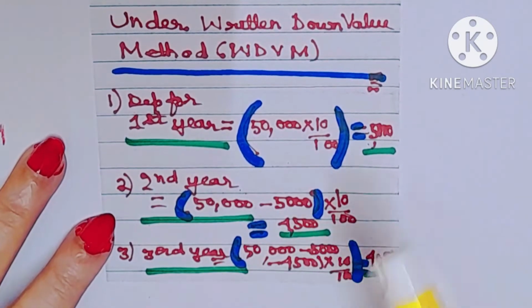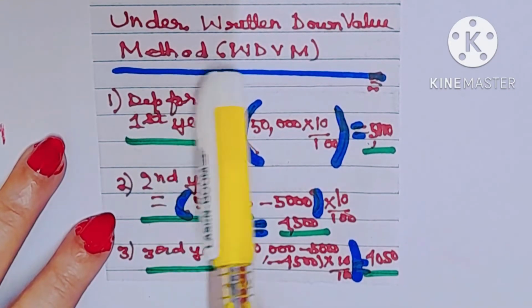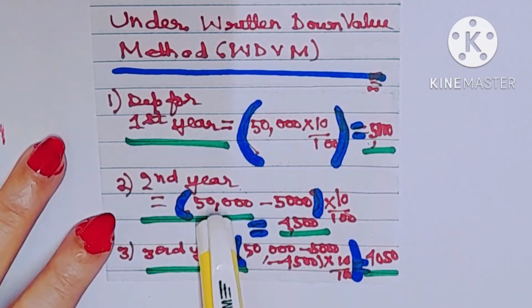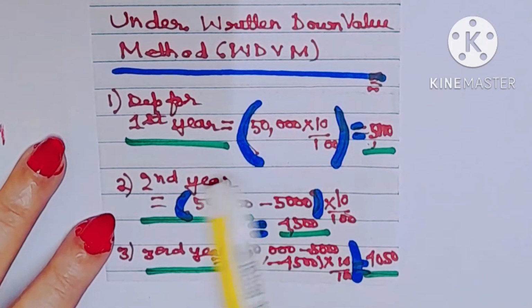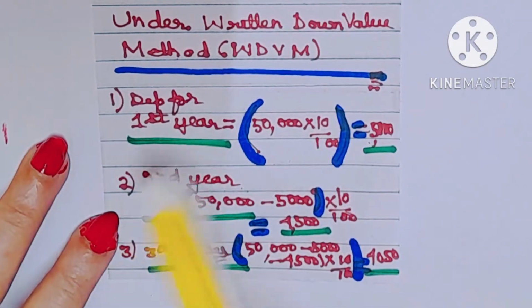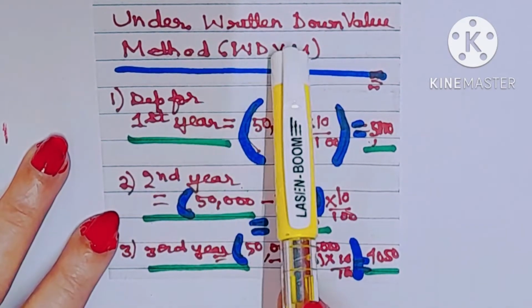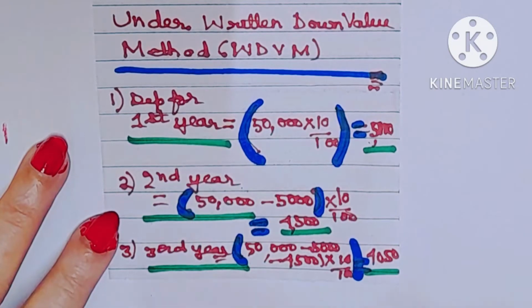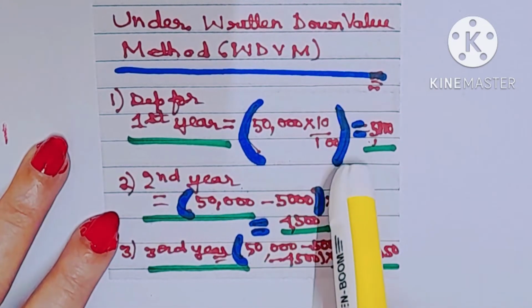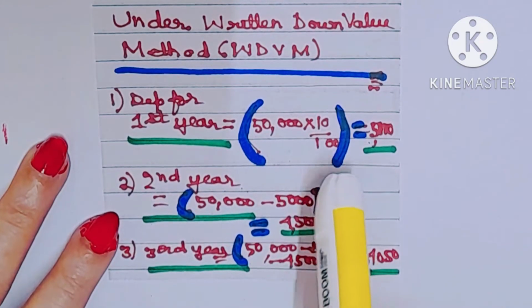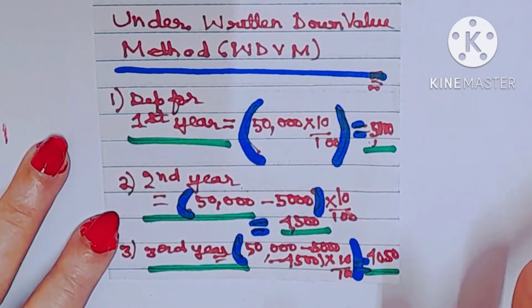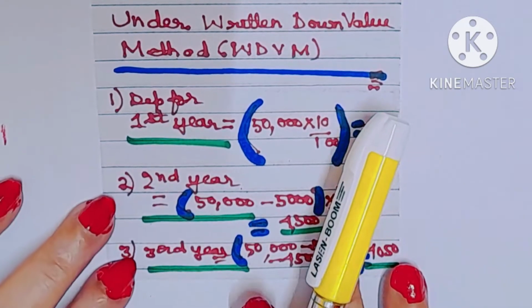Let's see the depreciation for the second year under the written down value method. You can't charge 10% on 50,000 under the written down value method. Why? Remember I told you, under the written down value method, depreciation is always charged on the reducing balance of the asset rather than on the original cost of the asset. Understood? That means what? Let me make you understand.